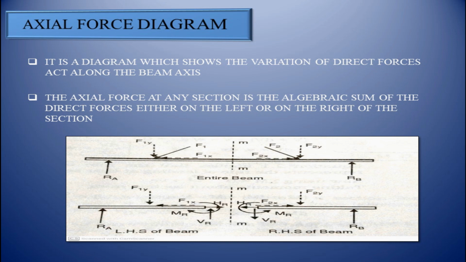Axial force diagram. It is a diagram which shows the variation of direct forces along the beam length. Direct forces act along the beam axis, unlike transverse forces which act perpendicular to the beam axis. Axial force at any section is the algebraic sum of the direct forces either on the left or on the right side of the section. The nature of axial force could be tensile or compressive. Tensile axial force is treated as positive, while compressive axial force is taken as negative in the axial force diagram.